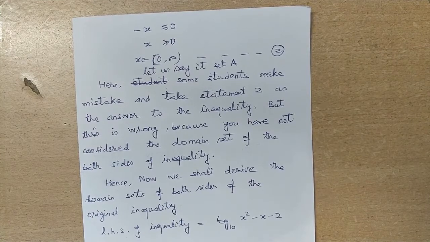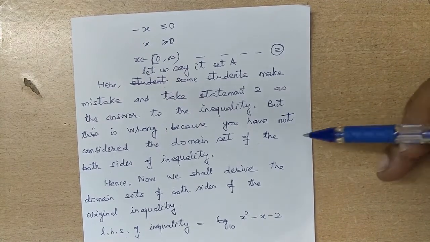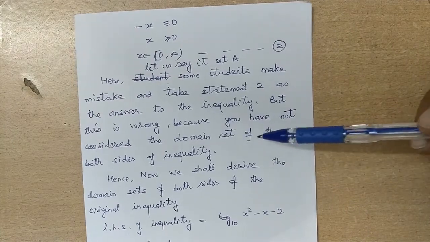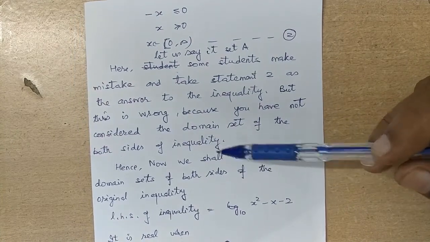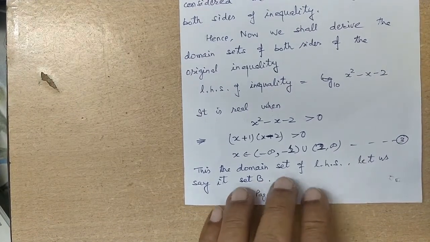Here some students make a mistake and take statement 2 as the answer to the inequality. But this is wrong because you have not considered the domain set of both sides of the inequality. Hence now we shall derive the domain sets of both sides of the original inequality.